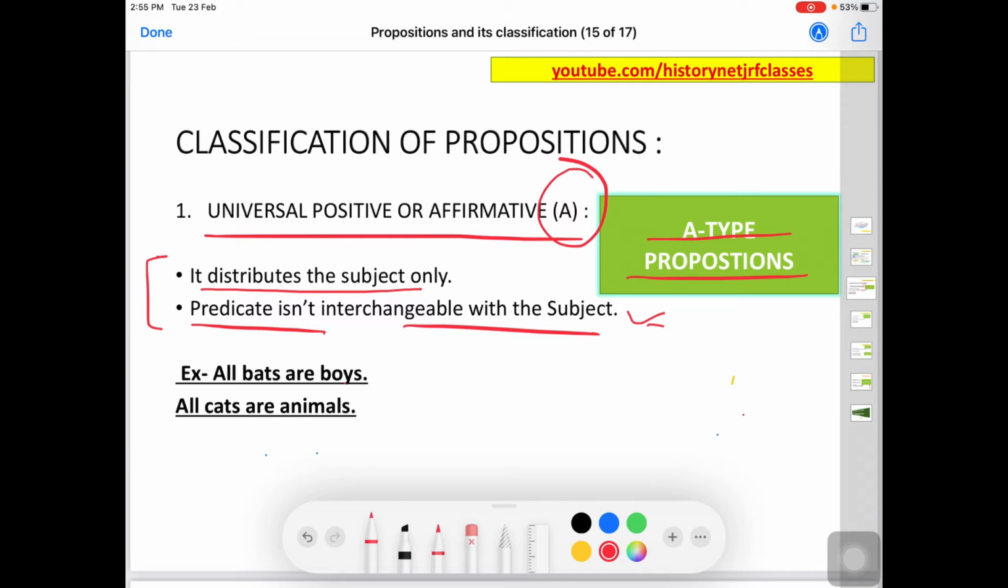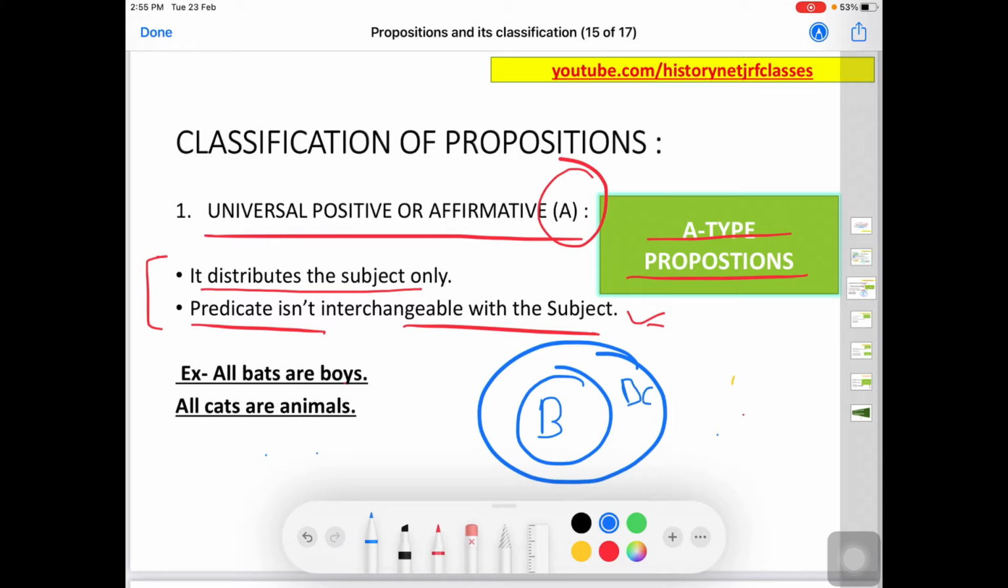We have an example here: all bats are boys. It distributes the subject. When we say that something distributes the subject, it means that the subject is taken as a whole. Here bats are taken as a whole, all bats, that means bats is distributed, and boys is not taken as a whole, so boys remains undistributed.